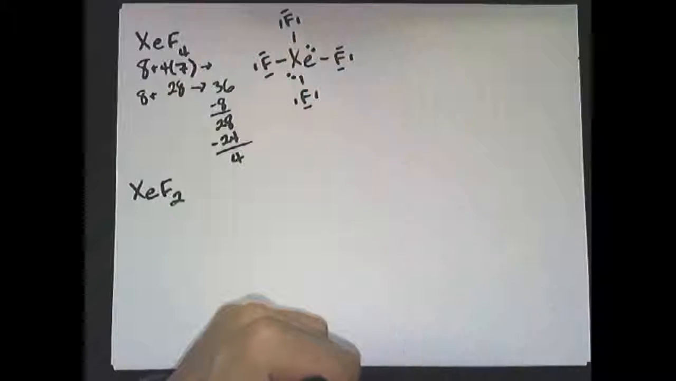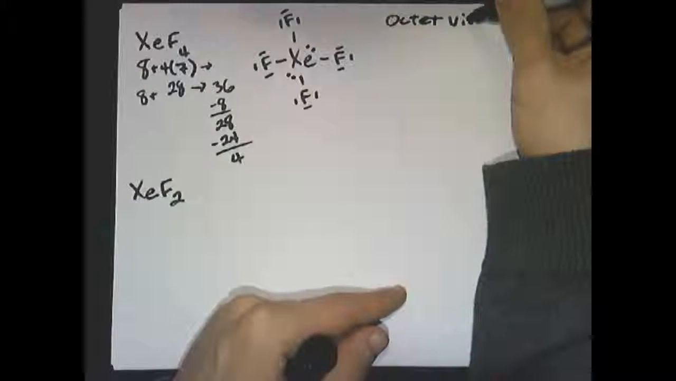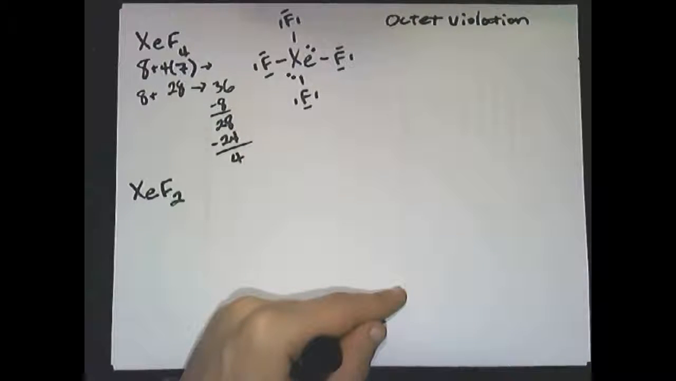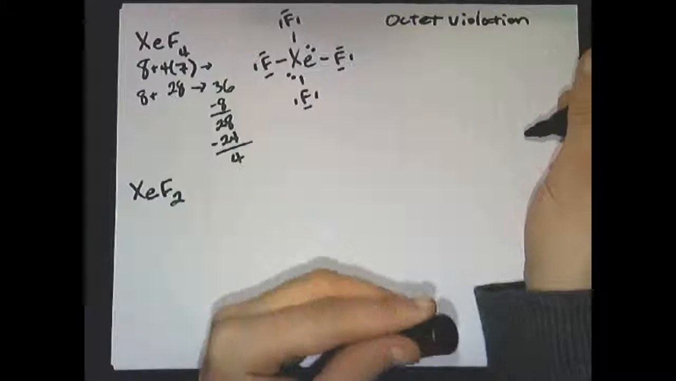So we've got an octet violation here, and that is okay with xenon and other folks who have access to handy d orbitals. That would be like phosphorus, sulfur, and those friends.